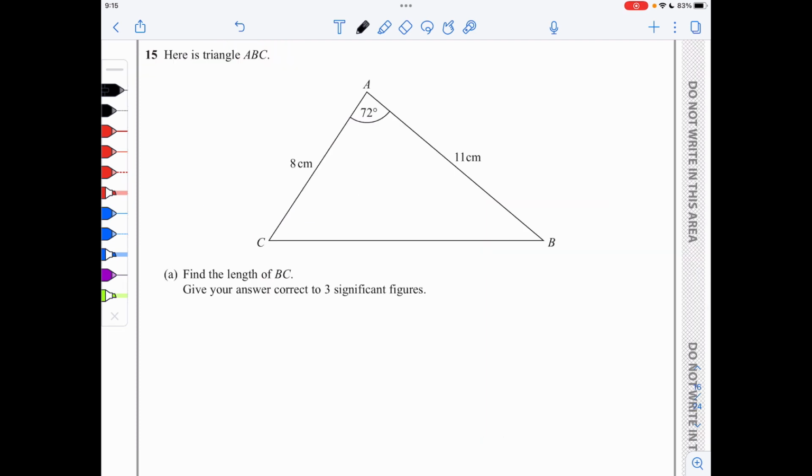In 15, we need to find the length of BC in this triangle here. I'll be using the cosine rule, so BC squared is 8 squared plus 11 squared minus 2 times 8 times 11 times the cosine of 72. If we plug in everything on the calculator, we get that BC squared is 130.613. I take the square root of 130.613 and we get a value of 11.4 centimeters for the length of BC.